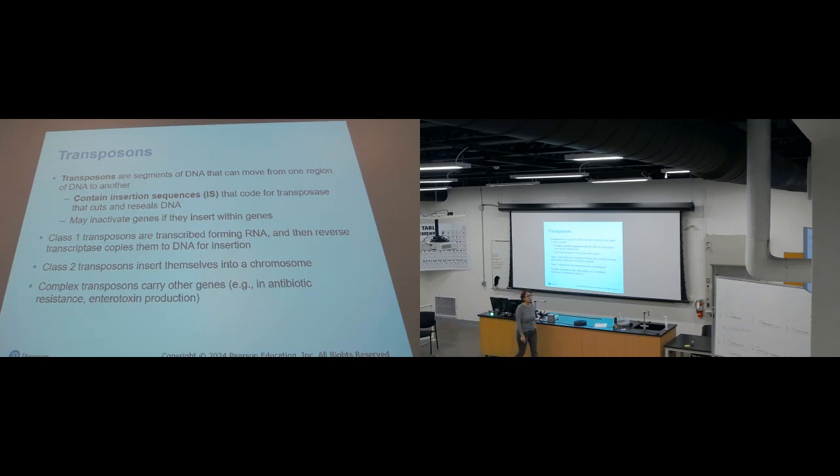Transposable elements or transposons are segments of DNA that can go from one region to the next. These are also known as jumping genes. And they have IS sequences, insertion sequences. So these basically have an enzyme that makes cuts within the area where they want to insert, and is able to reseal that DNA. So it's like copy and paste. And they may inactivate genes if they insert within genes.